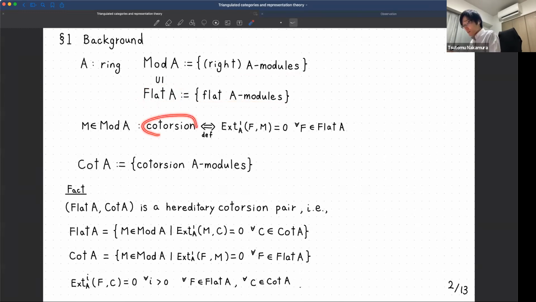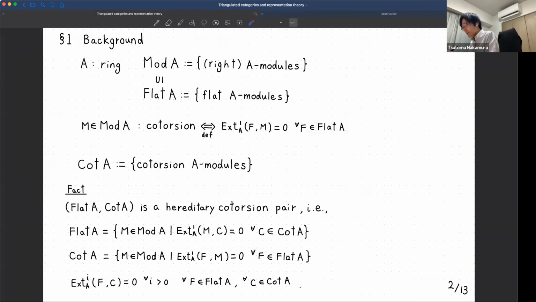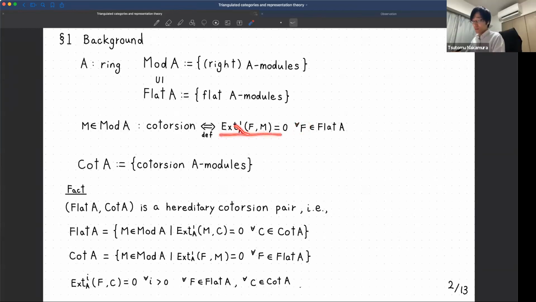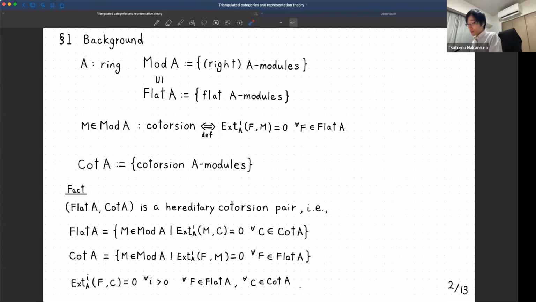The terminology of cotorsion originally appeared in the context of abelian groups, where flat modules are torsion-free modules. The current definition was given by Enochs, and it says that a module M is cotorsion if Ext^1(F, M) vanishes for all flat modules F. Ext^1 is defined in this way. And I denote by cot A the full subcategory of cotorsion A-modules.